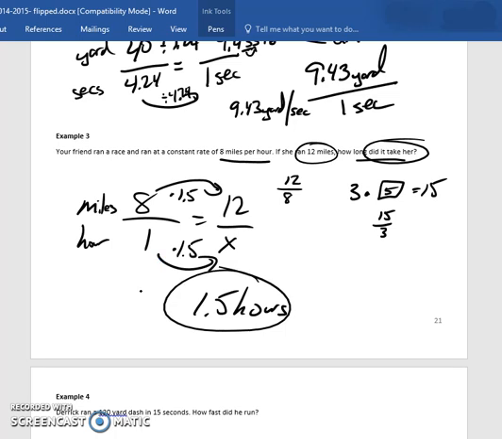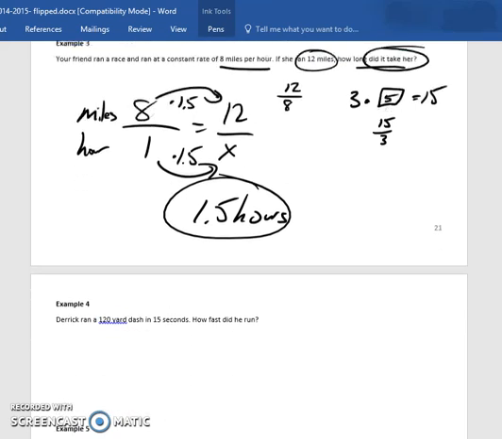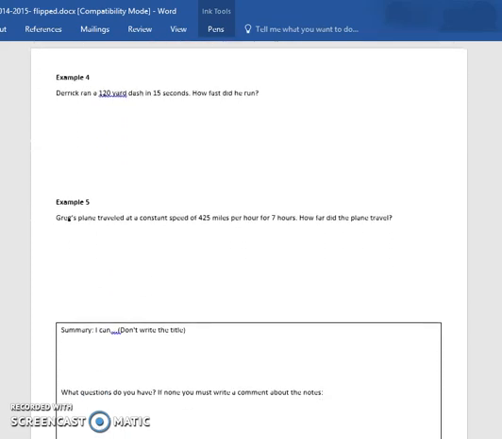So again, the emphasis here is really going back and watching what they're asking for so that you can label appropriately. All right. Example number 4.